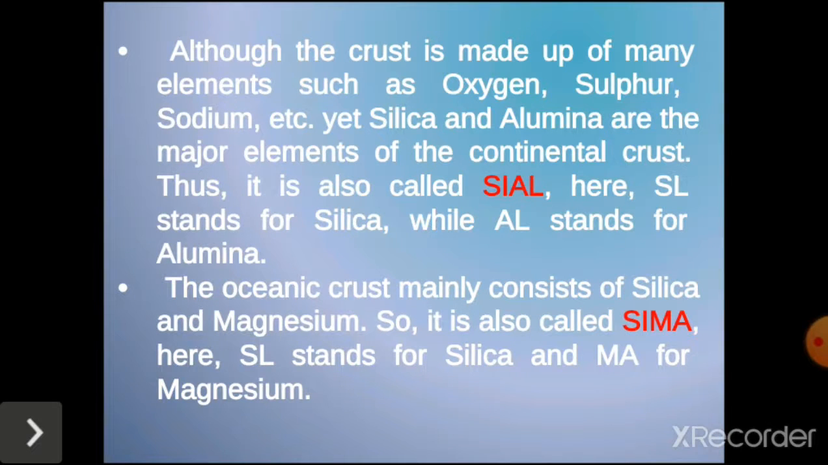The oceanic crust mainly consists of silica and magnesium. So it is also called Sima. Here Si stands for silica and Ma for magnesium.